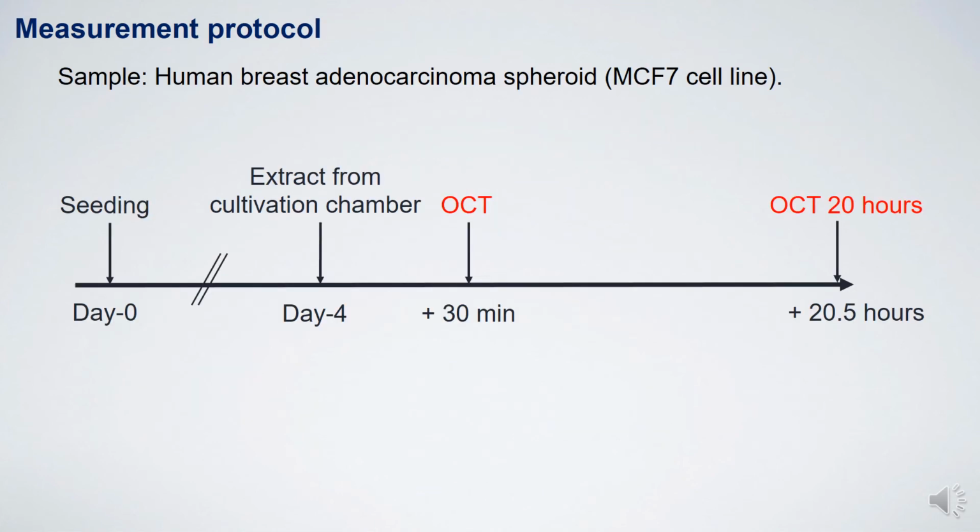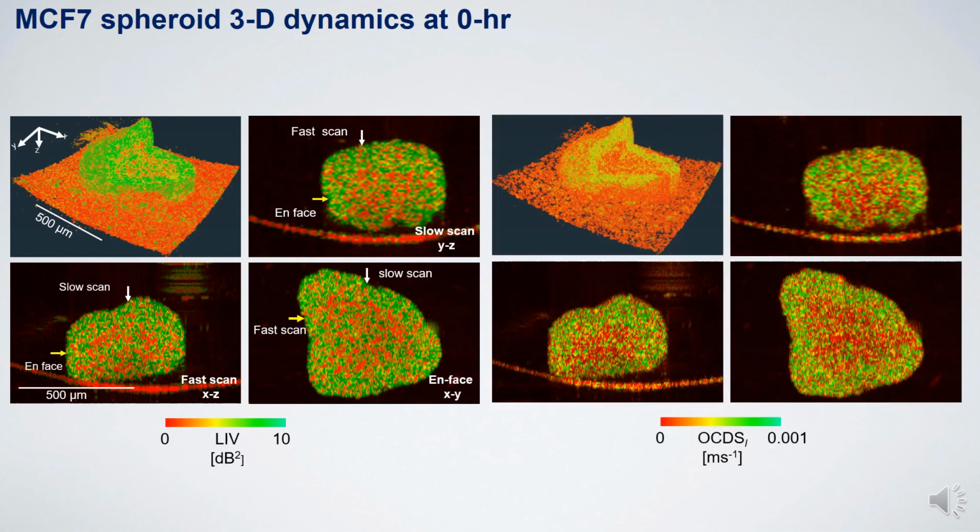In this study, we have utilized the MCF7 spheroids, where we seeded the spheroid at day 0, and after 4 days we extracted it from the cultivation and measured it using the 3-dimensional scanning protocol at 0 hour and after 20 hours. At the 0 hour time point, this figure summarizes the volume rendering of the LIV and OCDS-L. A clear necrotic signature appears at the spheroid core, while the outer shell of the spheroid shows high LIV and OCDS-L. The important point here is that cross-sectional views can be obtained in any direction, and the en face planes can be compared to the standard methods such as fluorescence microscopy or histology.